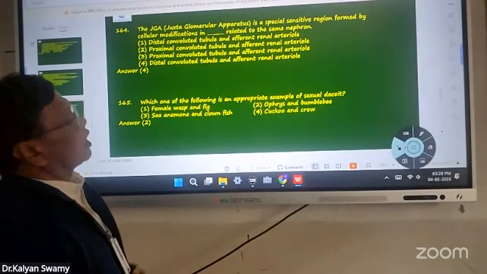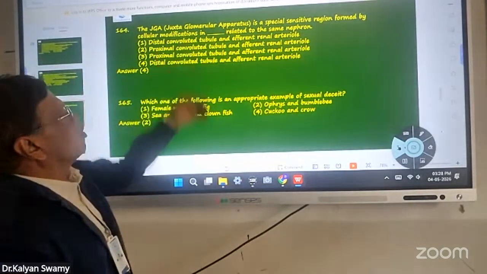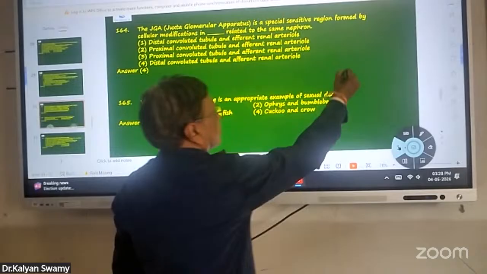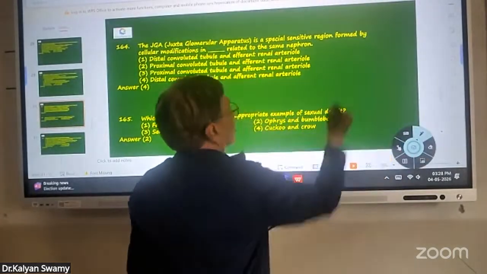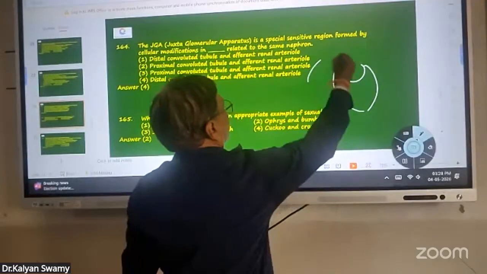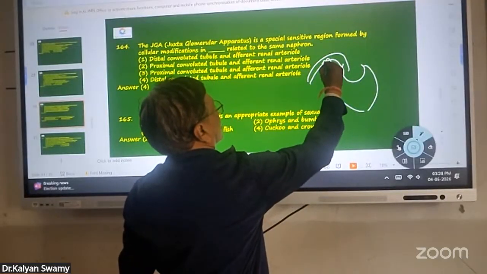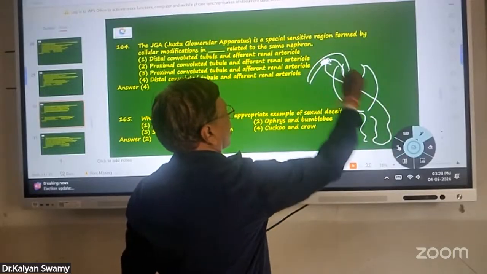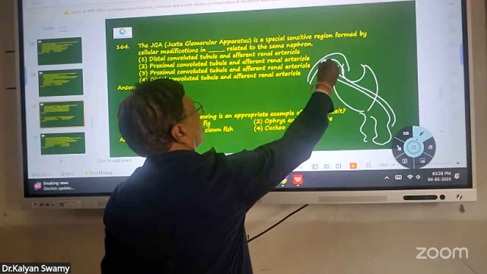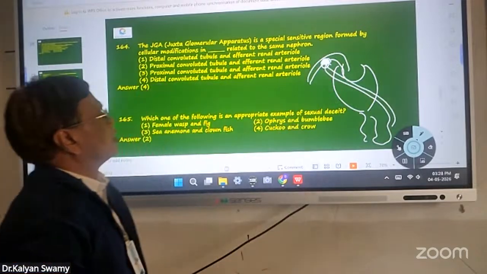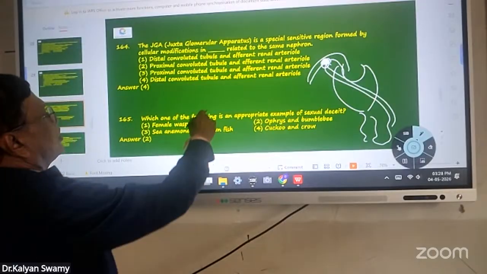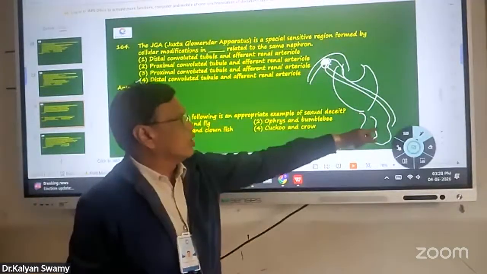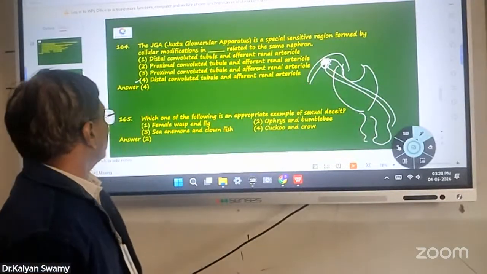Then next question, again related to the previous question: Juxtaglomerular cells are essentially formed by the cellular modification of... This is the nephron part. The afferent arteriole entering into this, here the smooth muscle cells are modified into juxtaglomerular cells. And this is the PCT, DCT joins, and the DCT cells and the modified cells together form the juxtaglomerular apparatus. That is the juxtaglomerular convoluted tubule and afferent renal arteriole. This is the afferent renal arteriole. This is the DCT.